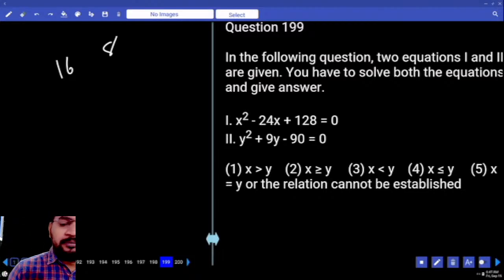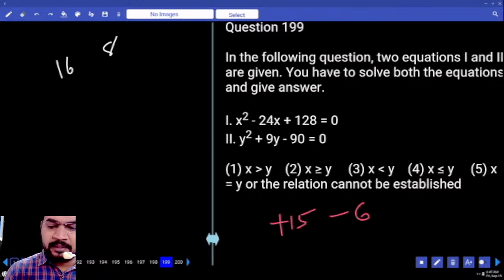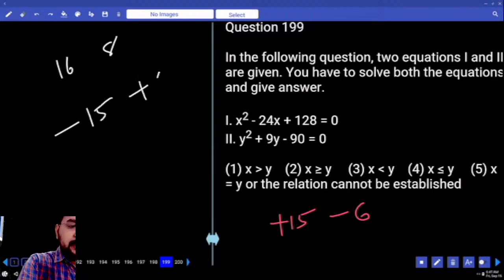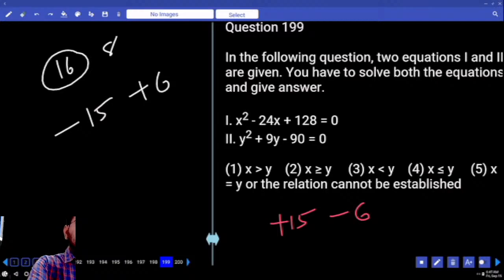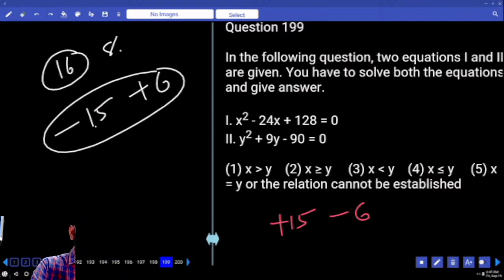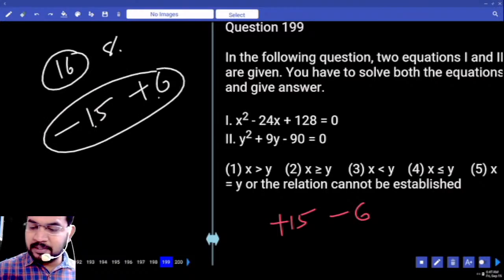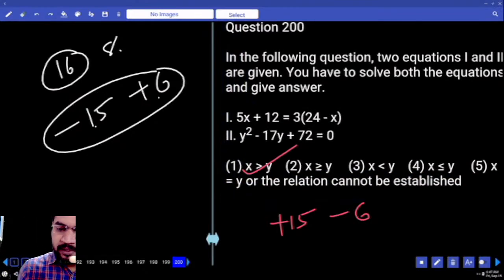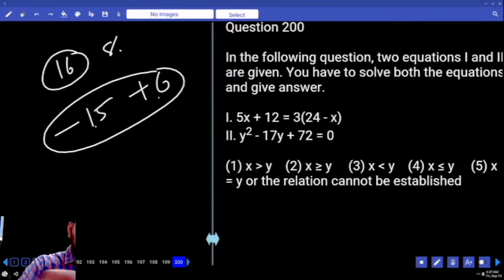Next 90. So 15 6 plus 15 minus 6. It comes outside. Minus 15 plus 6. 16 is greater than these two. 8 also greater than these two. So your answer is x greater than y. Next one.